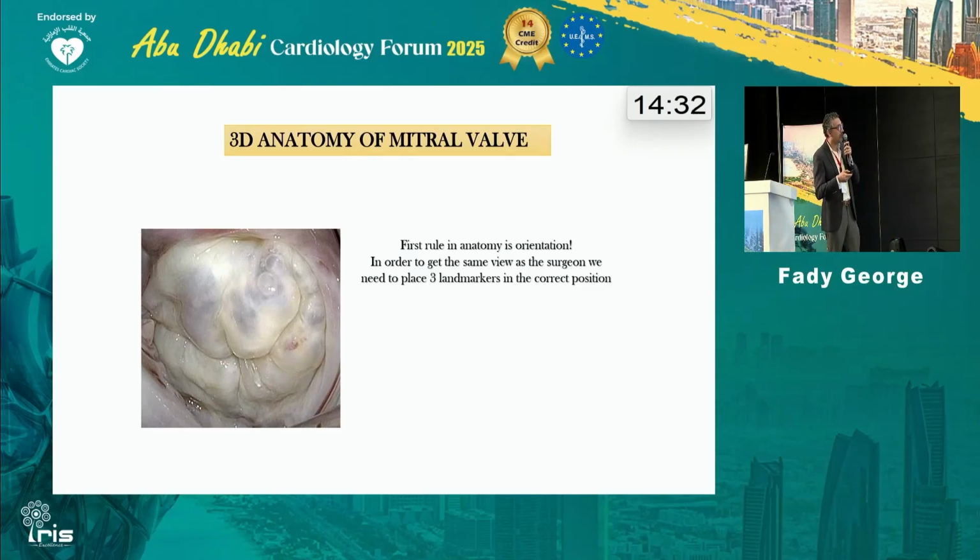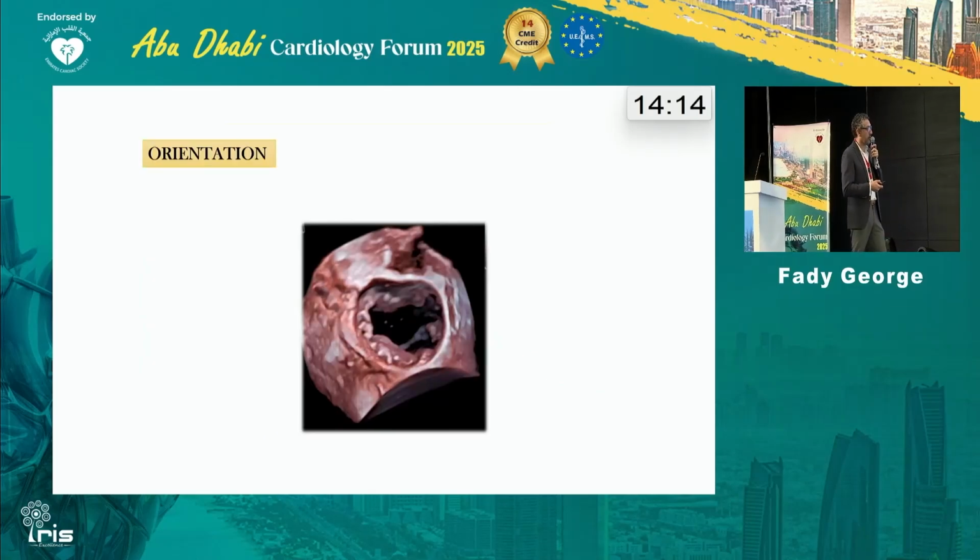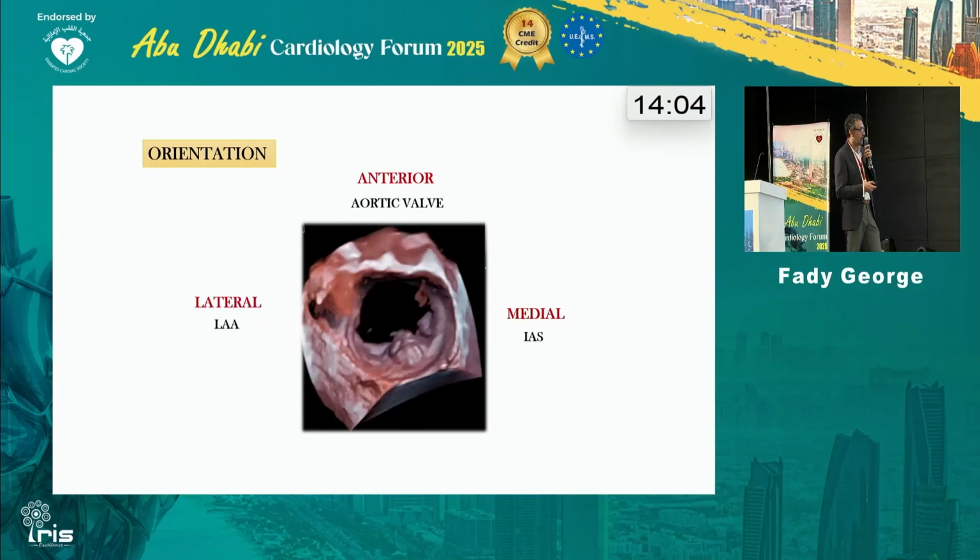So, 3D anatomy of the mitral valve. First, rule in the anatomy and orientation. Like we said, we have to have a proper orientation, with 3 landmarks: aortic valve, anterior; interatrial septum, medial; and left atrial appendage, lateral. You have to get this view, otherwise you will not have a proper orientation. Again, medial is the interatrial septum, anterior is the aorta, 12 o'clock, and left atrial appendage is lateral.